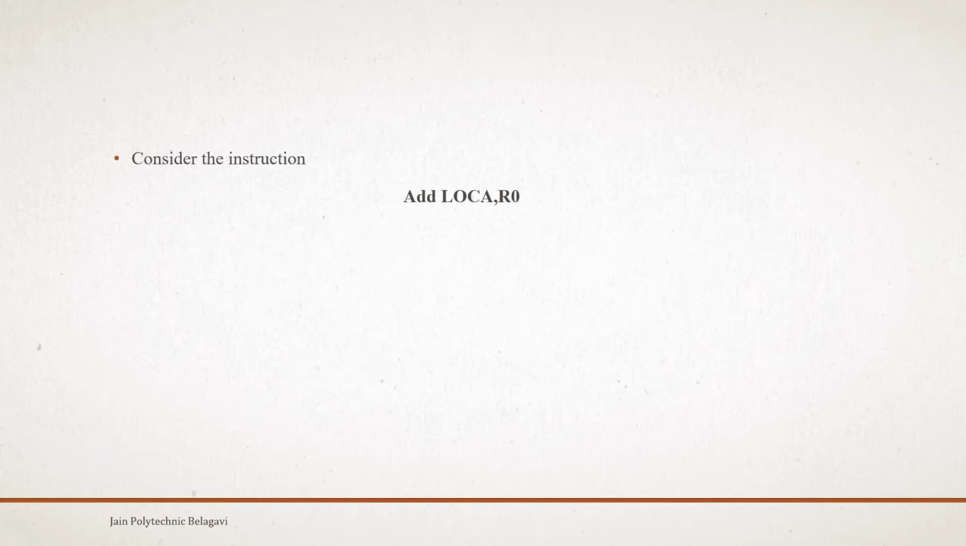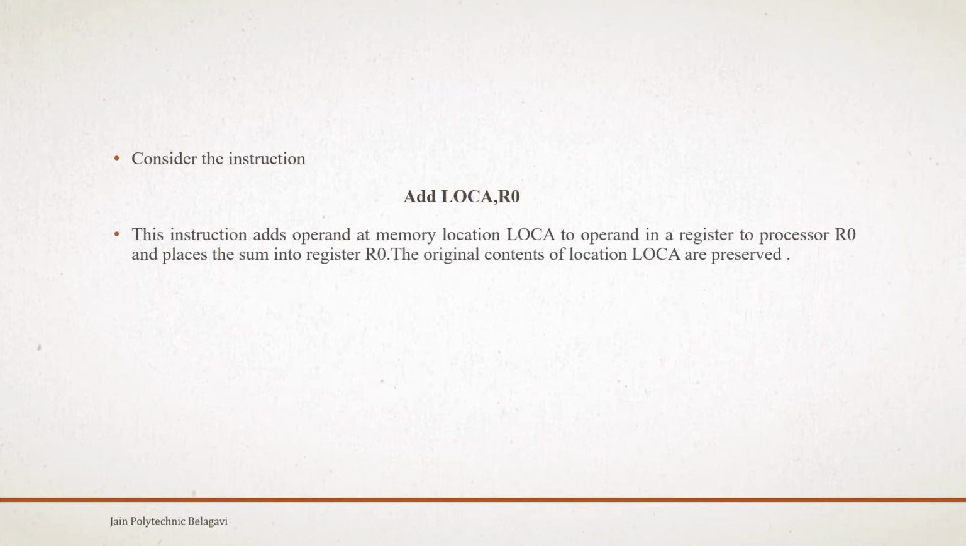Now consider the instruction as given in the example. The instruction is an add instruction. So what does this instruction do? The instruction is, as you can see here, add location A comma R0. So here we have two operands, that is location A and R0.